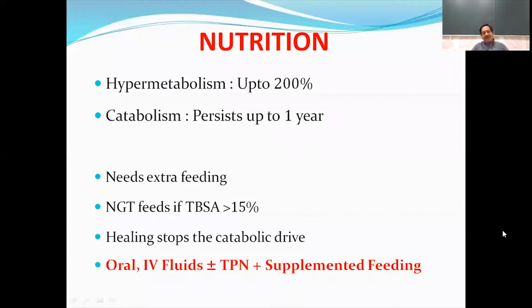How to give this nutrition is oral or IV fluids, plus or minus total parenteral nutrition, plus supplemented feeding. By all these mechanisms, anyone or a combination of these, we supplement the nutrition.